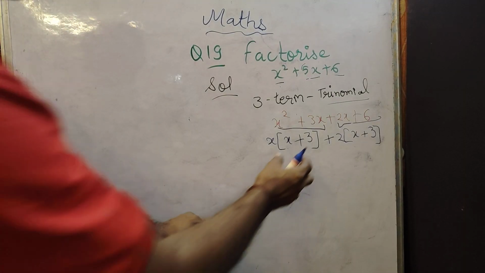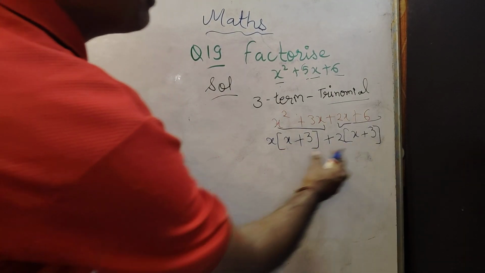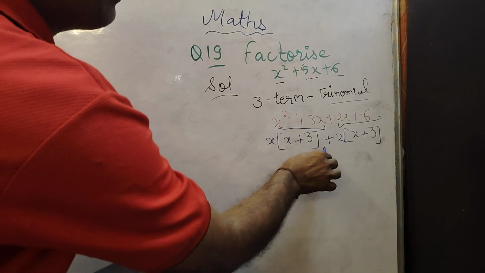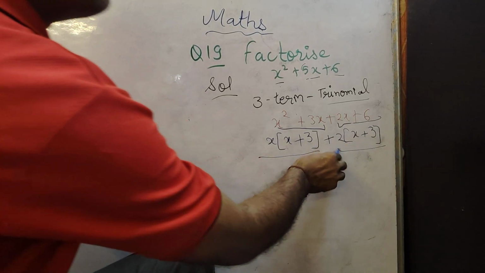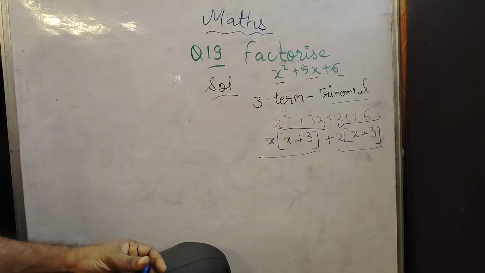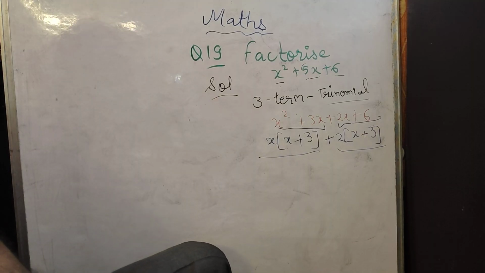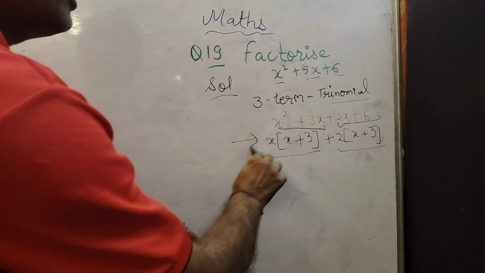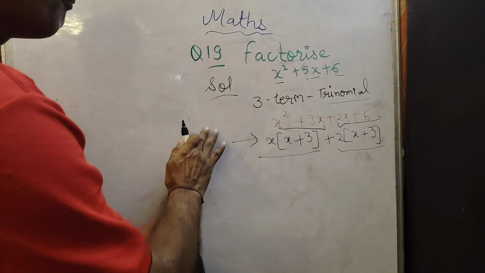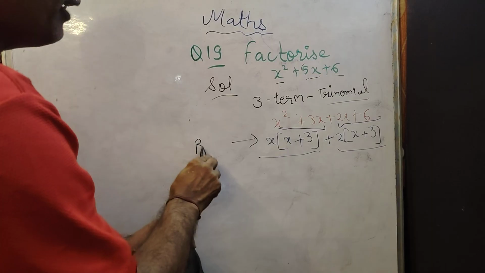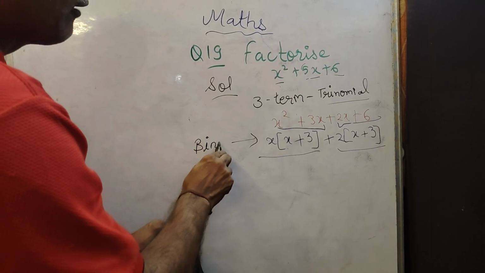You can say now, in both the brackets, this is the first term and this is the second term. There are now two terms. It is called a binomial. Two terms are called a binomial. Three terms are called a trinomial. So from trinomial it comes to binomial.